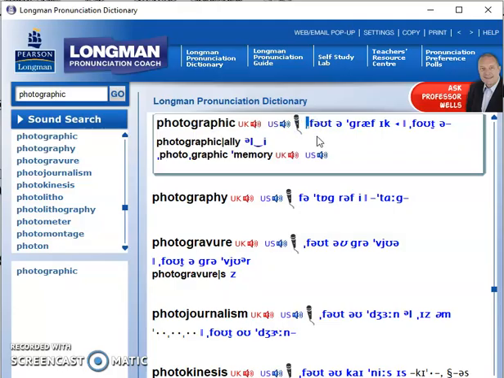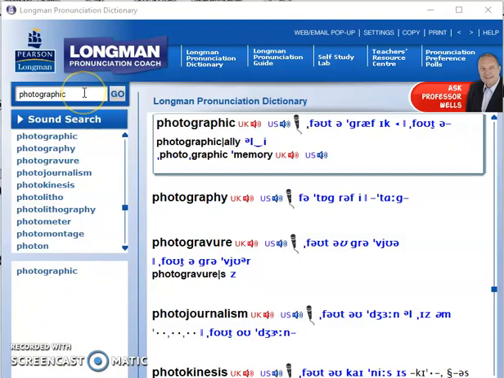shows that this word is double stressed, with the secondary stress going on the first syllable, and the primary stress on the third one. Yes, remember that the primary stress shows the syllable that sounds more prominent whenever we pronounce the word. Photographic.